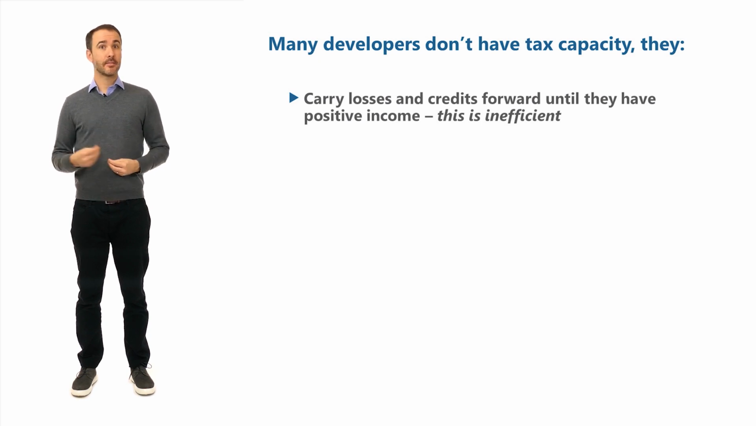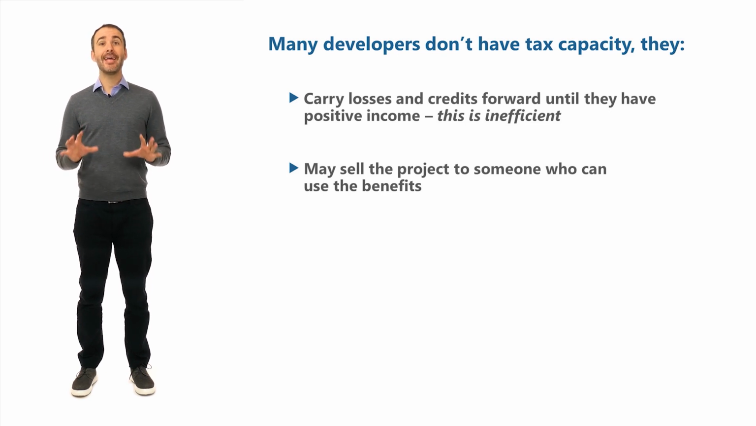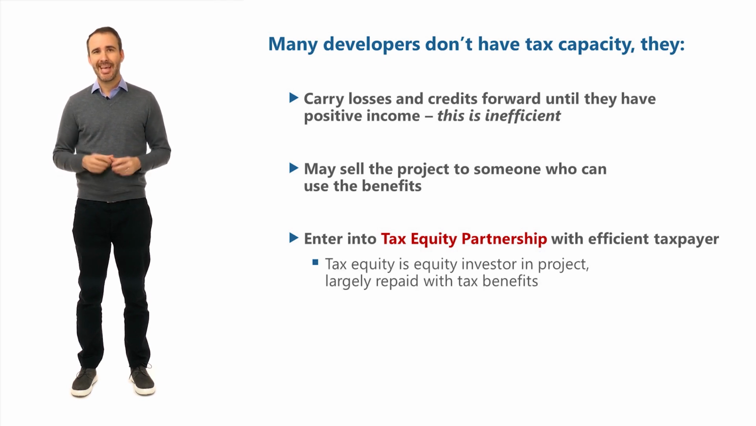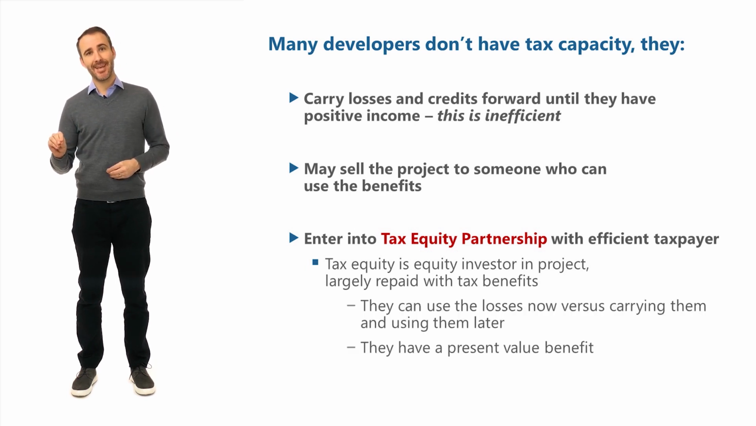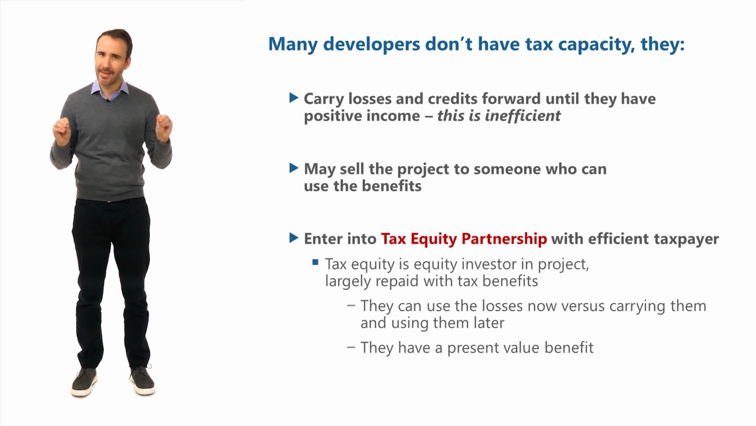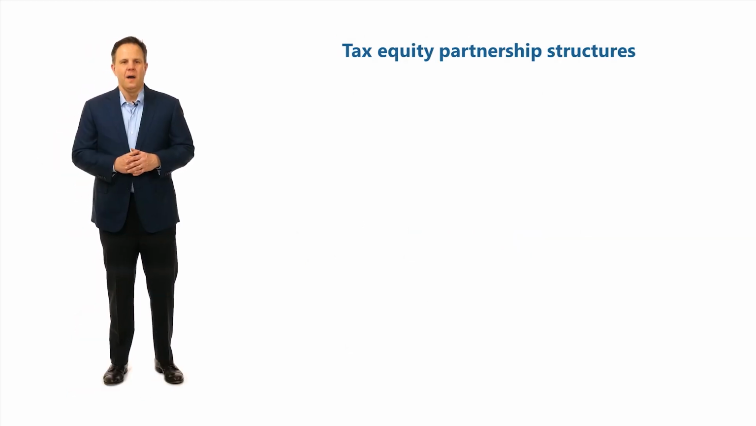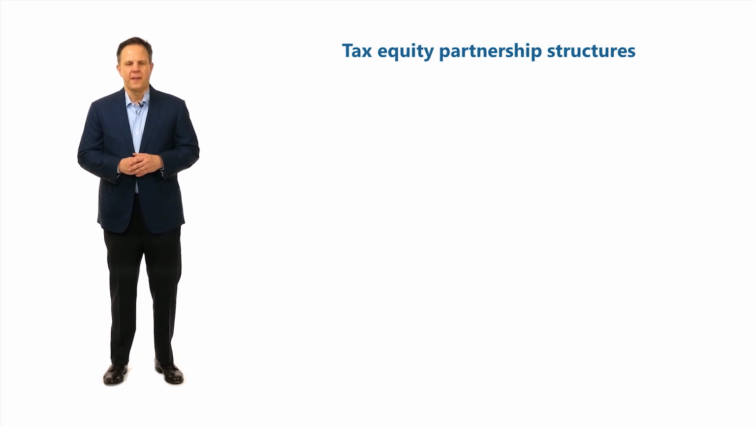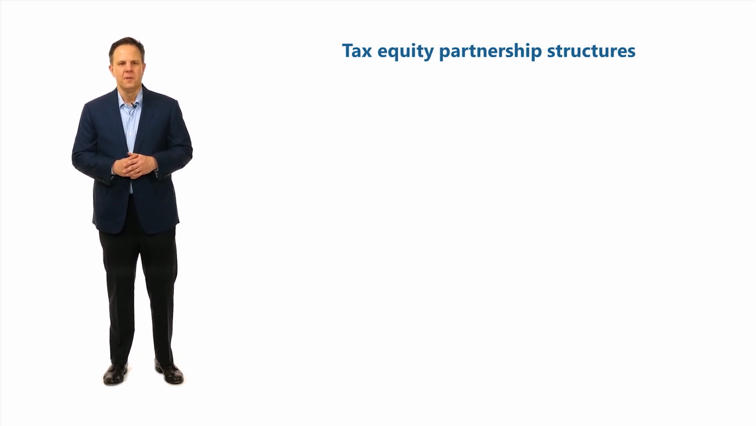Or two, they could sell the project to someone who can use the benefits. Or three, they could enter into a tax equity partnership with an efficient taxpayer, whereby the efficient taxpayer becomes an equity investor in the project, providing capital which is largely repaid by tax benefits. And this is all because there is an NPV benefit to using the losses today versus accruing them and using them later to offset your taxes. I'm here to help demystify the partnership allocations and rules about capital accounts for tax equity partnerships.